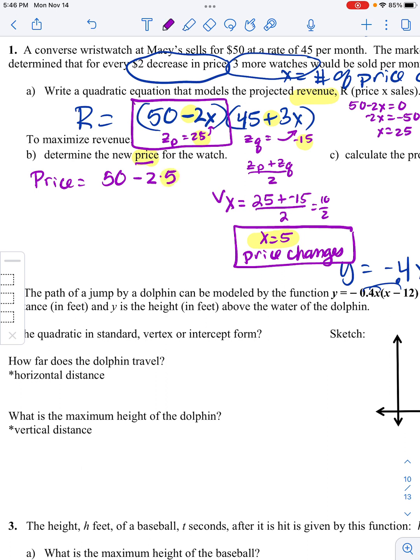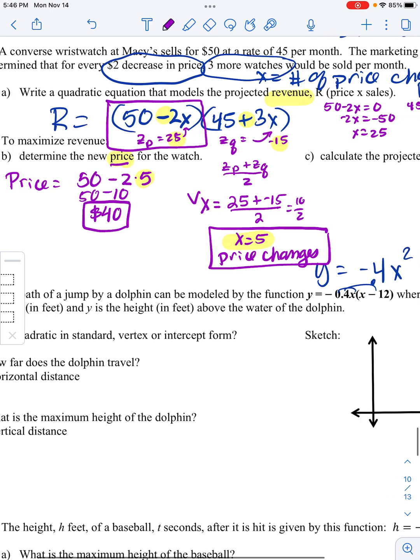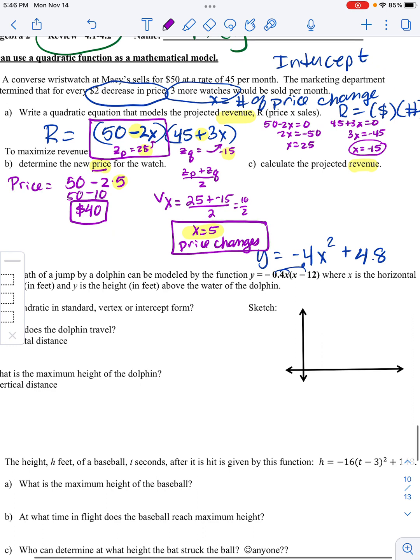So 50 minus $10 worth of change means that the optimal price is 40 bucks. If you price the watches at $40, you're going to maximize your revenue. So if you do that, it's saying, what would that projected max revenue be? Well, revenue equals the equation we wrote up here.